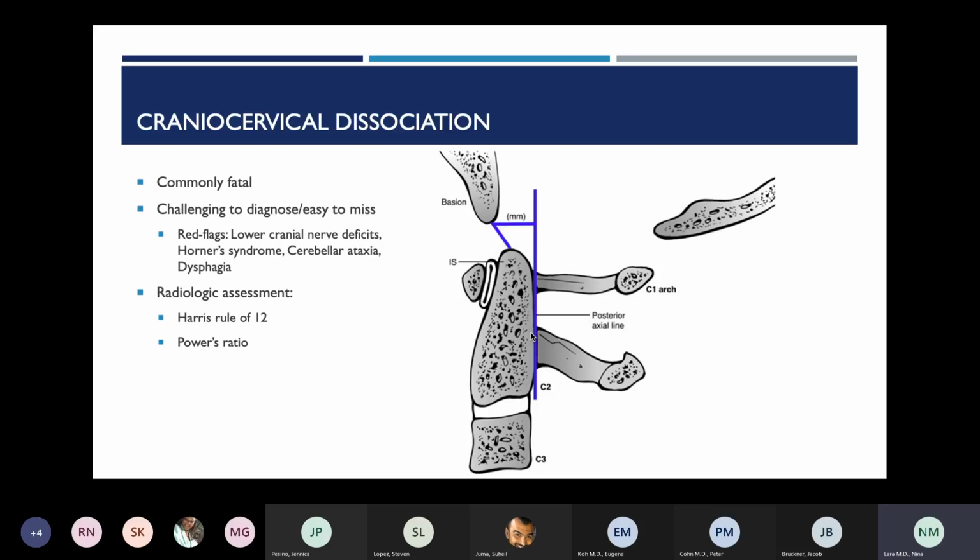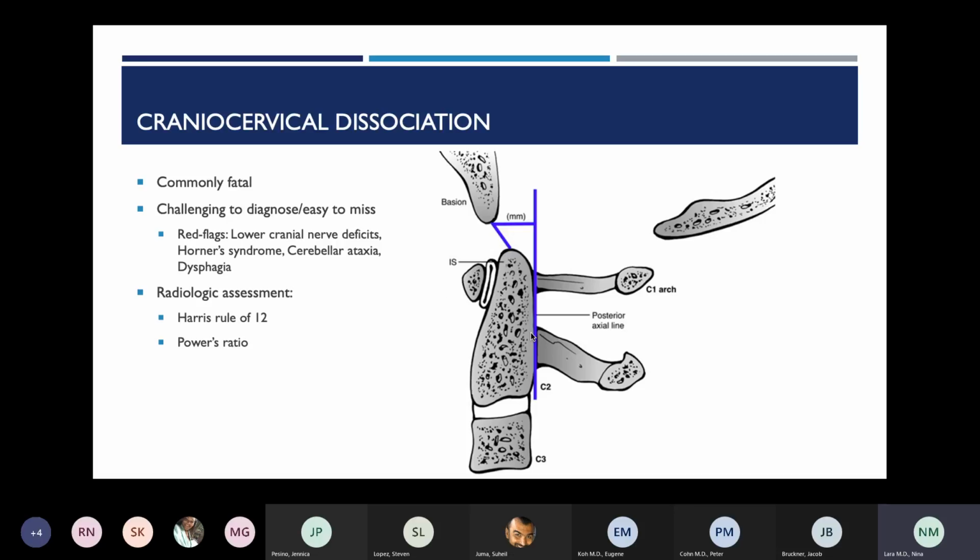So again, these injuries are challenging to diagnose, but some red flags are lower cranial nerve deficits. We all know that lower cranial nerves exit around the foramen and occipital condyles, Horner syndrome, cerebellar ataxia, Wallenberg syndrome, and dysphagia. So for radiologic assessment, again, these are important measurements.